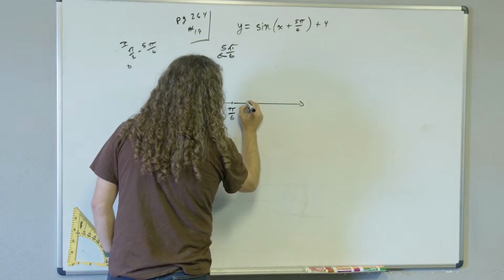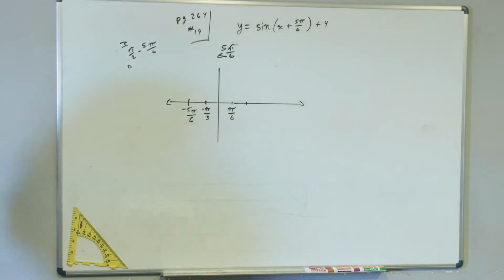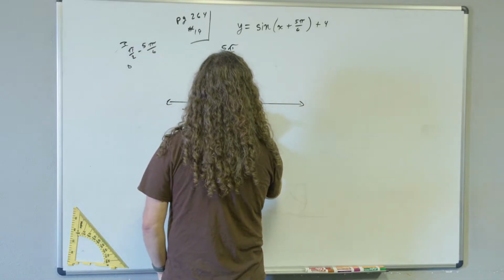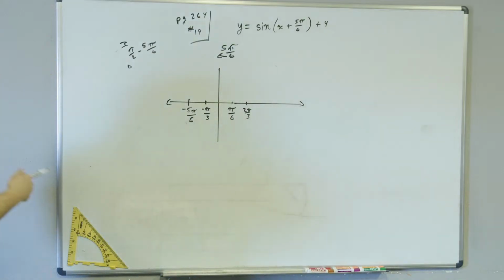What's 3 pi over 2 minus 5 pi over 6? 2 pi over 3. And what's 2 pi minus 5 pi over 6? 7 pi over 6. Yeah, 7.